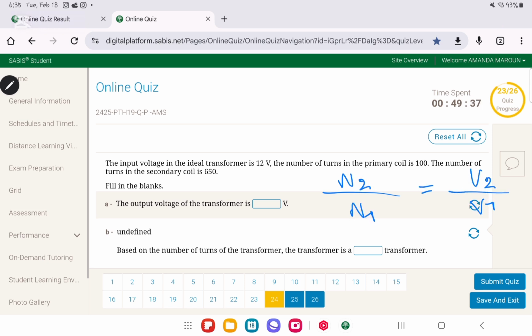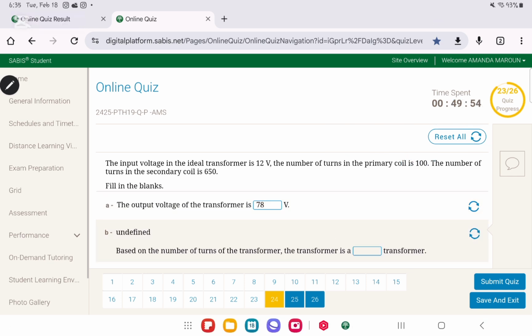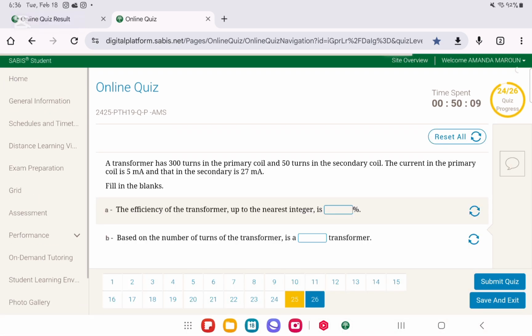So, 650 over 100 is equal to x over 12. You're going to do cross multiplication. You get 650 times 12 over 100, so you will get 78 volts. This is the output voltage. Now, as you can see, based on the number of turns of the transformer, it was 100, then it became 650. So it's increasing. That means it is a step-up transformer.